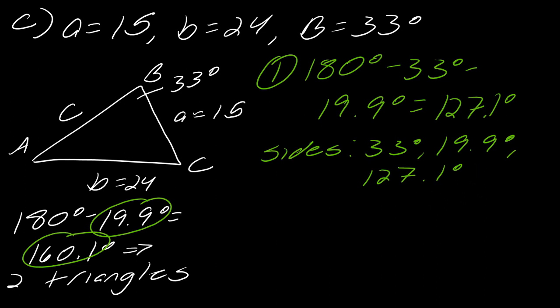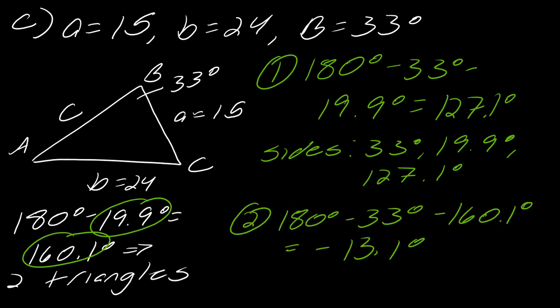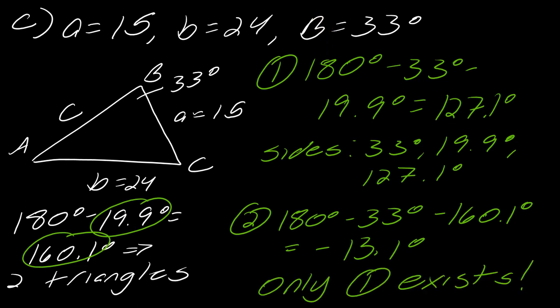Now, I want to compare that to the other angle I found, the other case, 160.1. What happens then? If I take 180 degrees minus 33 degrees minus 160.1 degrees, look at what happens with my math. This gives me negative 13.1 degrees. Does that make sense to be the other angle of a triangle? No. So I can see logically that 160.1 degrees is not making a second triangle. Only the first case exists.